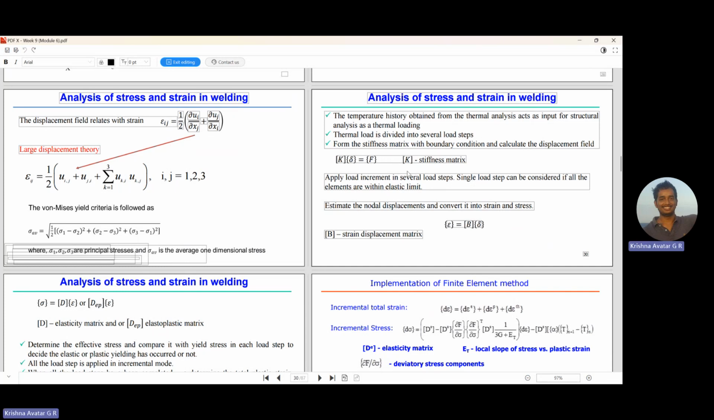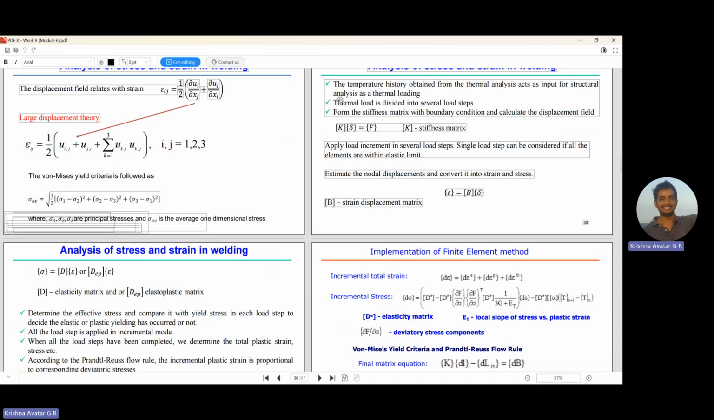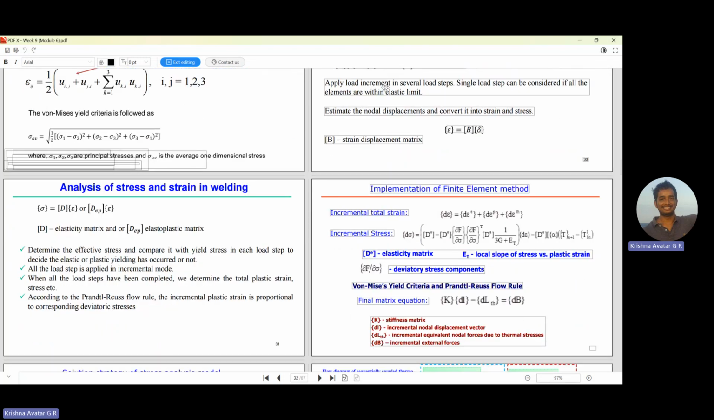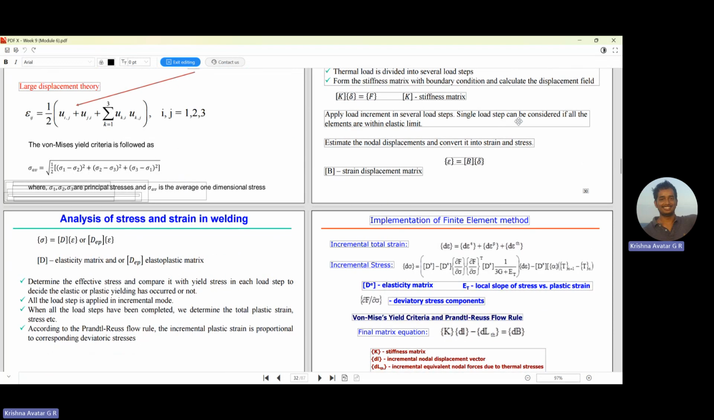Now we come to the analysis of stress and strain in welding, right? So the temperature history obtained from the thermal analysis acts as input for structural analysis as a thermal loading. The thermal load is divided into several load steps. Then we form the stiffness matrix with boundary conditions and calculate the displacement field. K delta is equal to F, and K is the stiffness matrix, and then we apply the load increment in several load steps. A single load step can be considered if all the elements are within the elastic limit. And then it all follows from the basic finite element method that was talked about in the lectures.